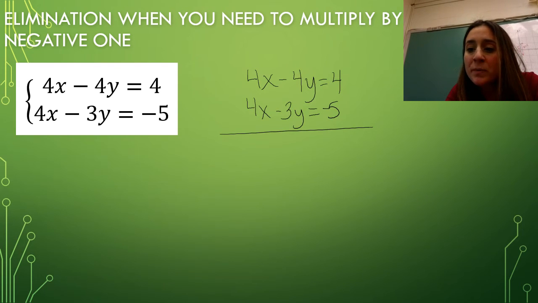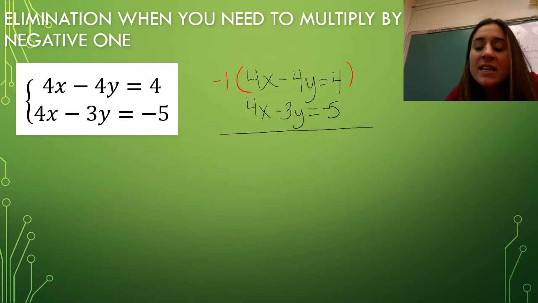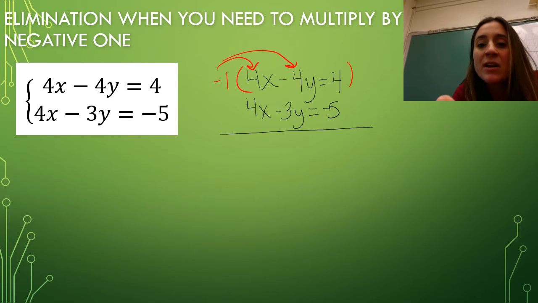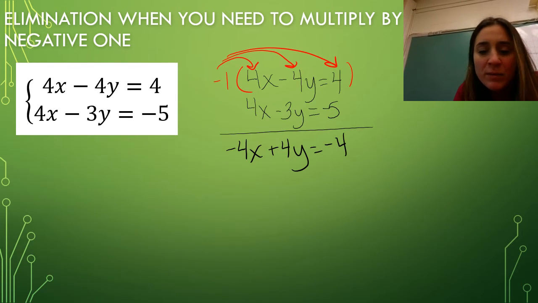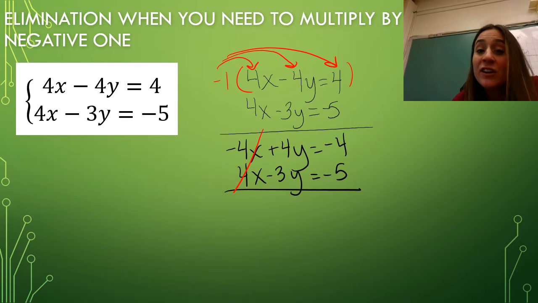So I'm going to multiply the top equation by negative 1. And the reason I'm going to do that is because then the x's will be able to eliminate. I'll have 4x and a negative 4x, which is going to make them eliminate. So as you see right now, I'm going to multiply negative 1 to everything. So negative 1 times 4x is negative 4x. Negative 1 times negative 4y is a positive 4y. And negative 1 times 4 is negative 4. Then I'm just going to rewrite my first one. And check that out. My x's are now going to eliminate.